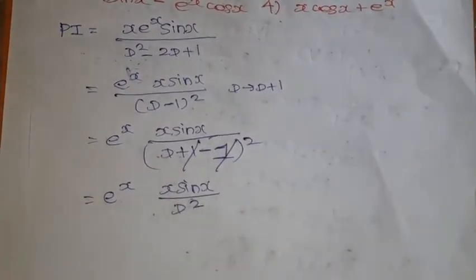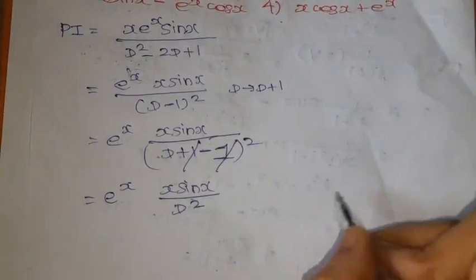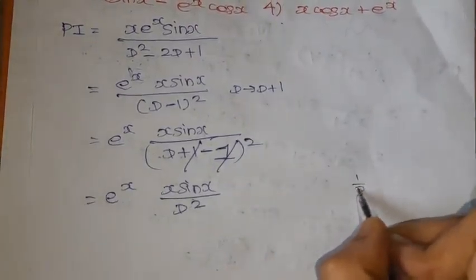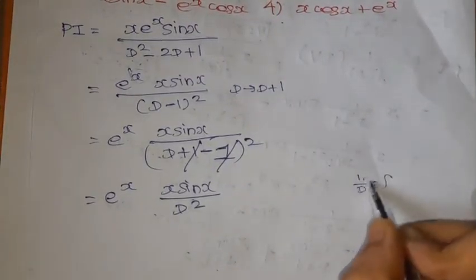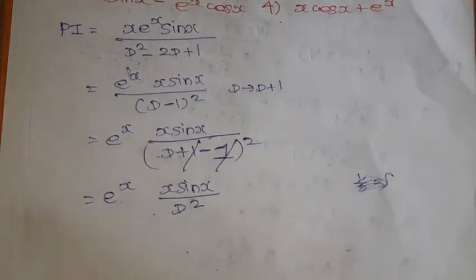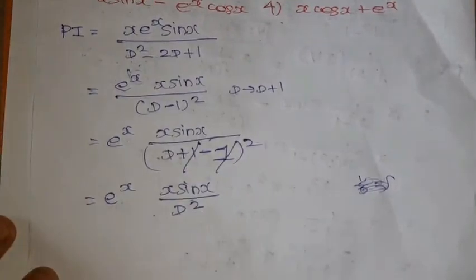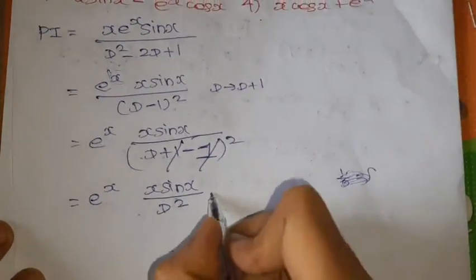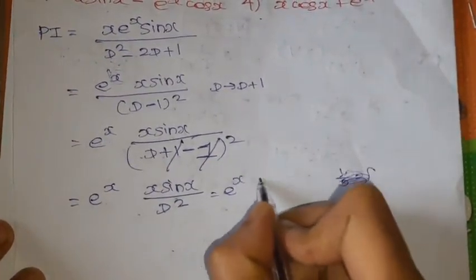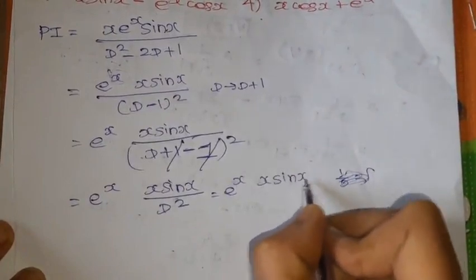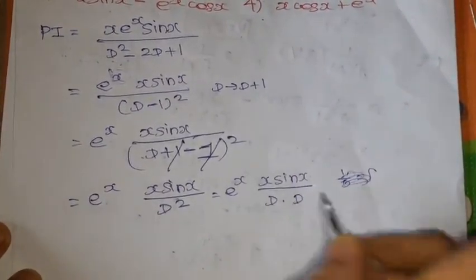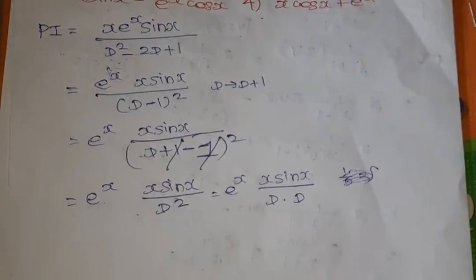It is nothing but integrating 2 times, twice the integration. Okay, in the denominator D squared is there, so we should integrate 2 times. We should integrate x sin x 2 times. We are going to integrate now. We'll see how to integrate. So e power x x sin x divided by D into D. D into D is nothing but integrating that 2 times.